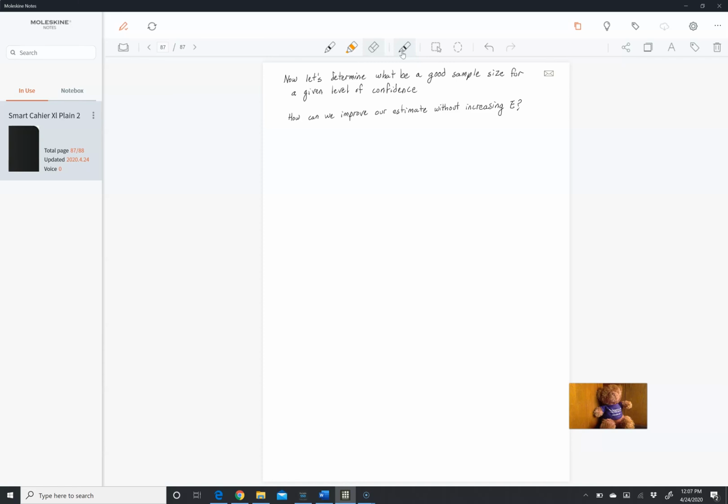Okay, so if our margin of error is 1 minute, how can we improve that estimate? How can we become more confident in that estimate? How do we do that? We increase the sample size. So we can become more confident in our estimate as we increase the sample size. The larger the sample size, the more accurate the estimation.